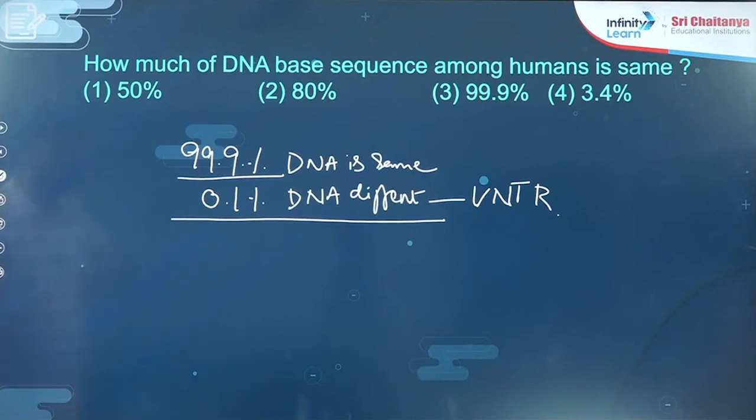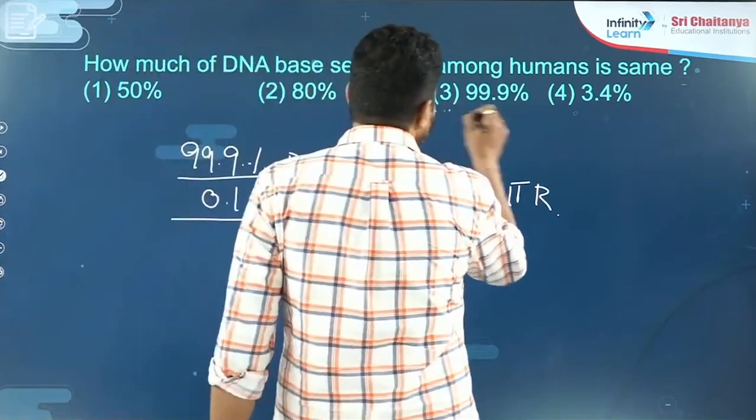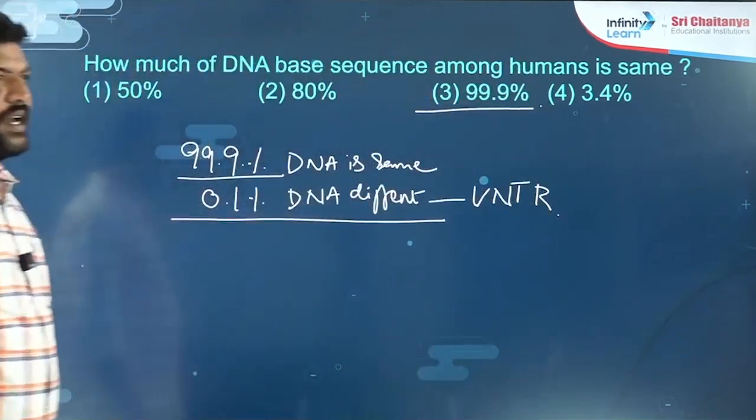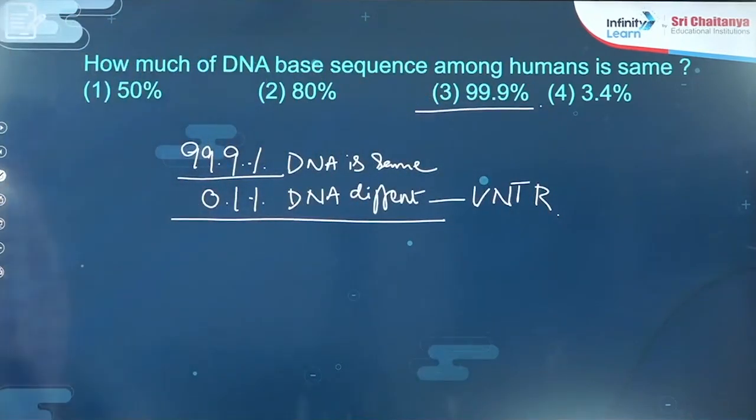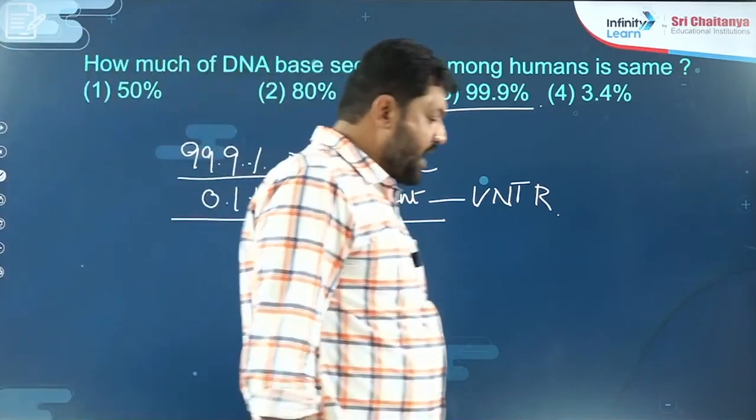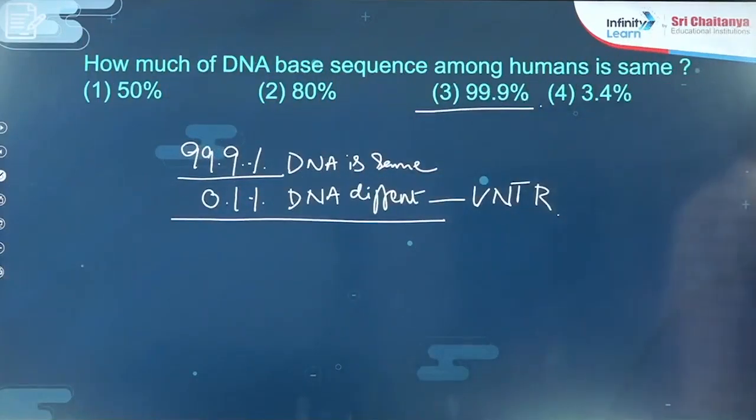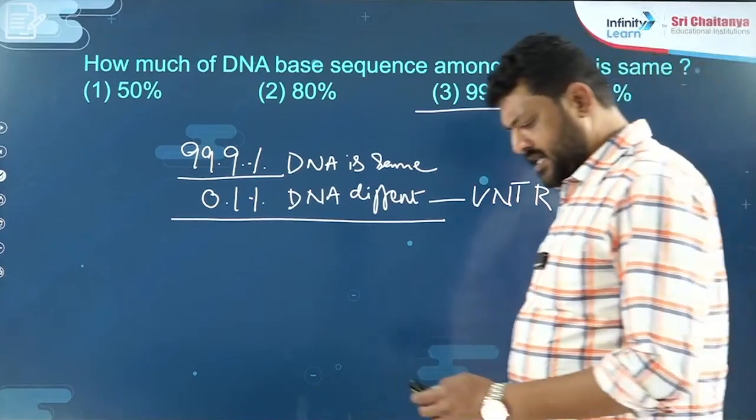Was it clear? So how much of the base pair sequence is the same in humans? 99.9%. This is not my prediction, this is the Human Genome Project. The Human Genome Project, HGP, started in 1990 and was completed in 2003. It is a mega project of 13 years.